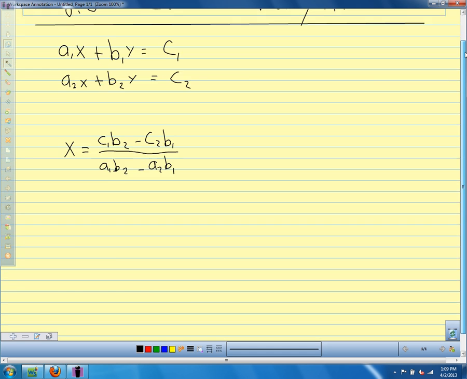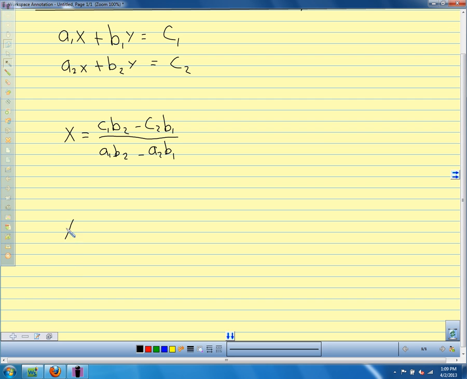If I go through that process, it turns out that y, I get an expression kind of similar, is a1 c2 minus a2 c1 divided by a1 b2 minus a2 b1. So we go through this process and we find out that if we have a system of equations like this, we can always figure out our solution this way.